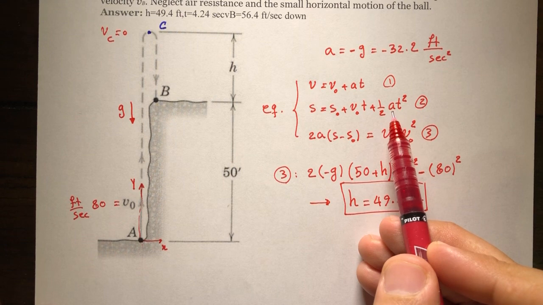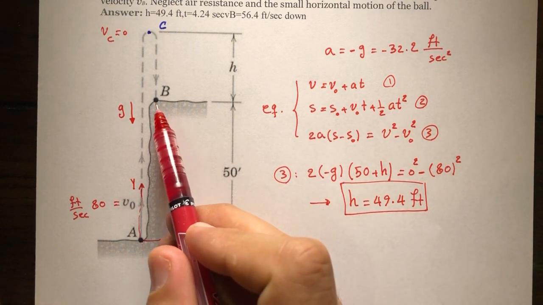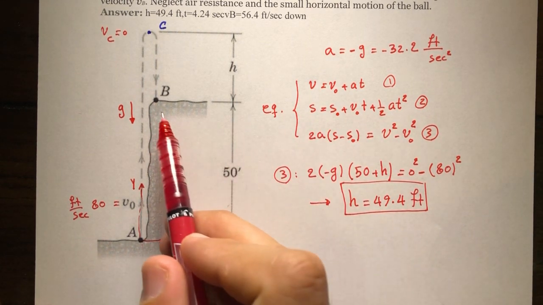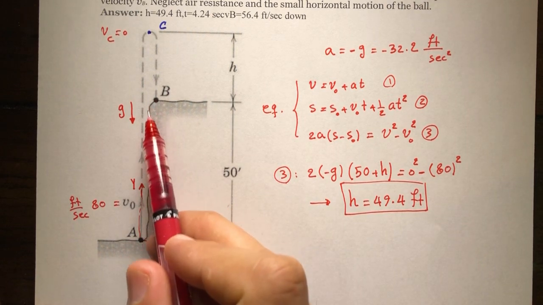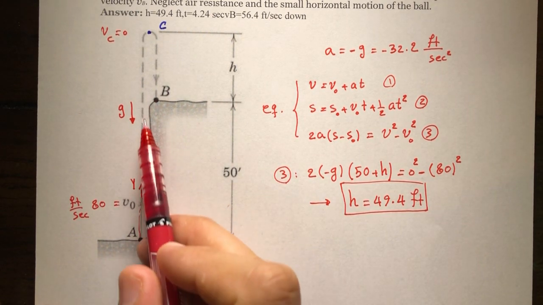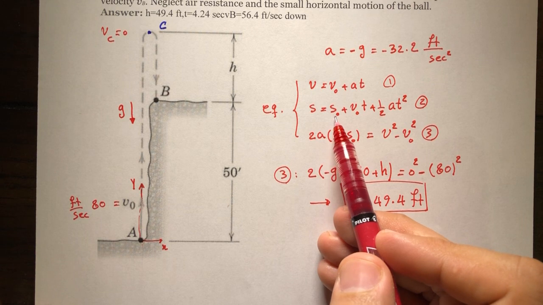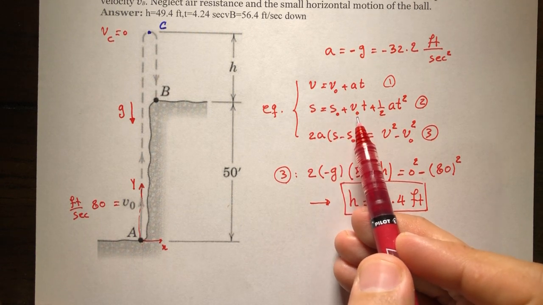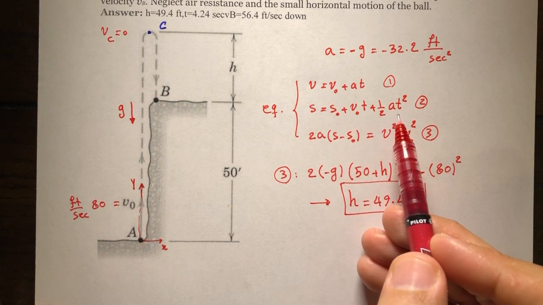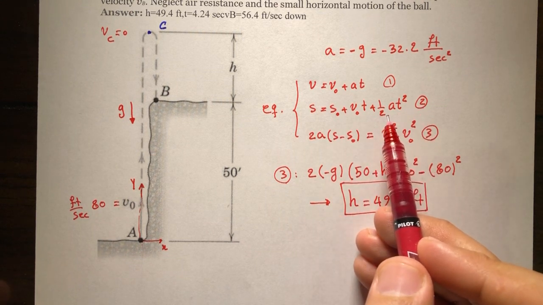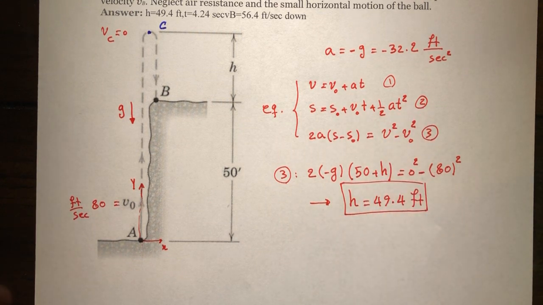Can I use this one? I know the final position of it, right? S of B is going to be 50, right? The location of B in this coordinate is going to be 50. And S0 is 0. Initial velocity, we have it. Acceleration, we have it. So I can use the second equation to find the time, right?